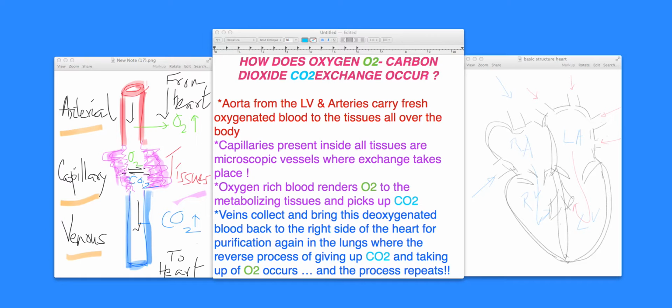Arteries carry oxygenated blood. Veins carry deoxygenated blood. That's why they've been shown in blue, and arteries have been shown in red. And the capillary exchange, that's where in the tissues or in the lungs, the oxygen carbon dioxide is exchanged at these levels. Okay?